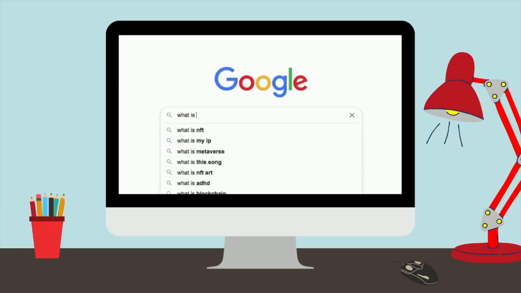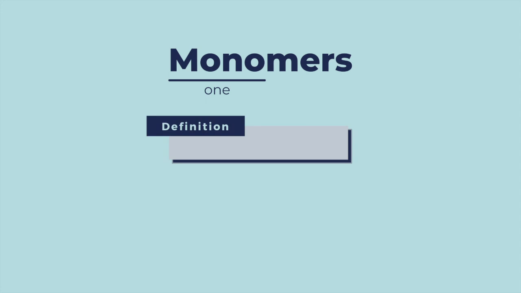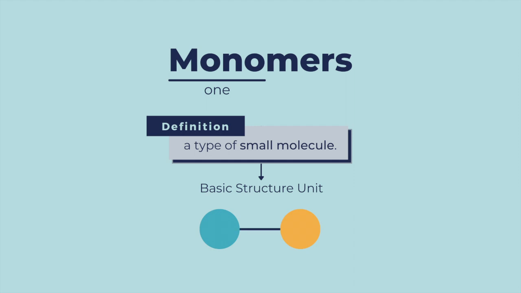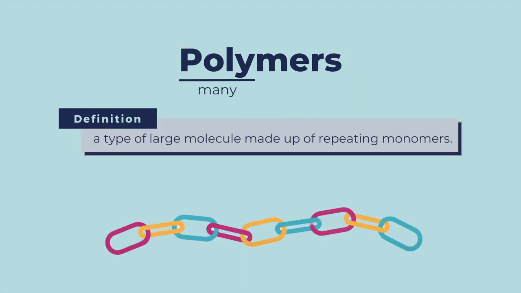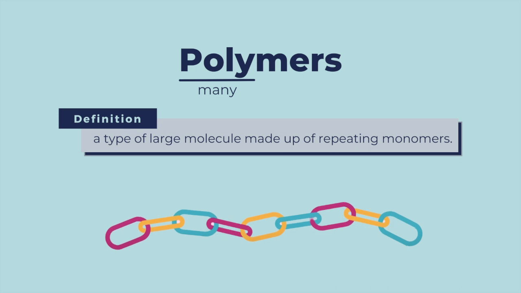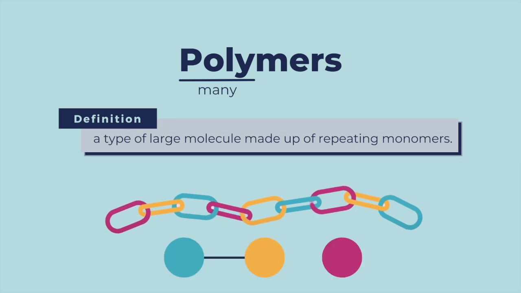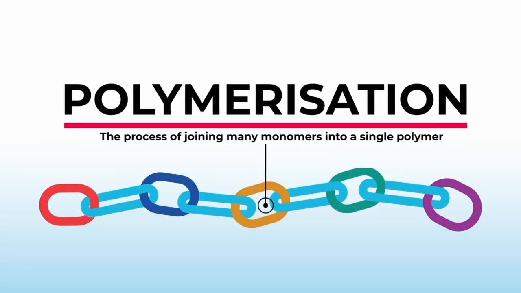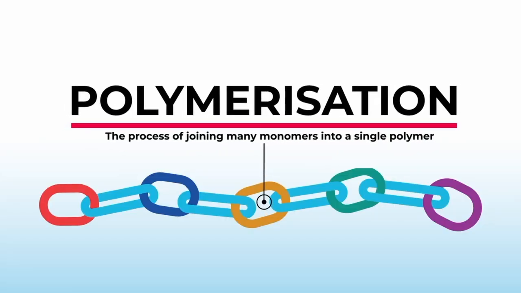So, what is a polymer? To be able to understand what polymer really is, we need to understand the basic concept of monomers first. A monomer is a molecule that can be bonded to other identical molecules to form a polymer. If a monomer is a link in a chain, a polymer is the chain it creates. It's a large molecule made up of two or more repeating monomers put together. The process of joining many monomers into a single polymer is called polymerization.